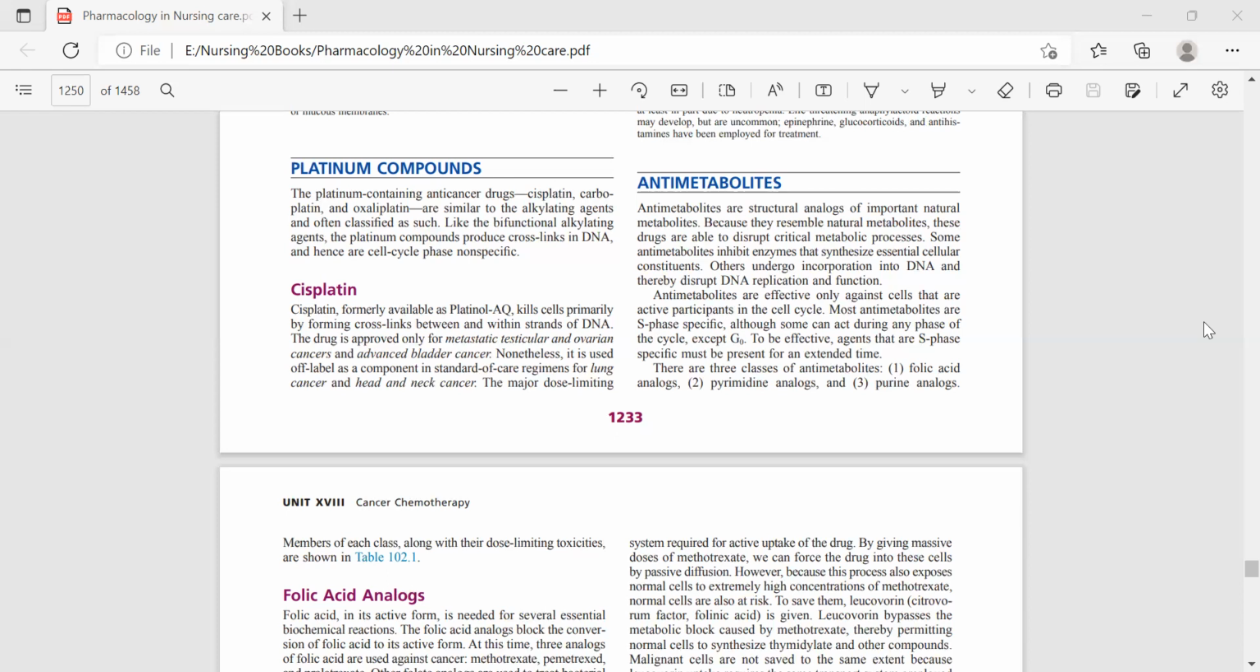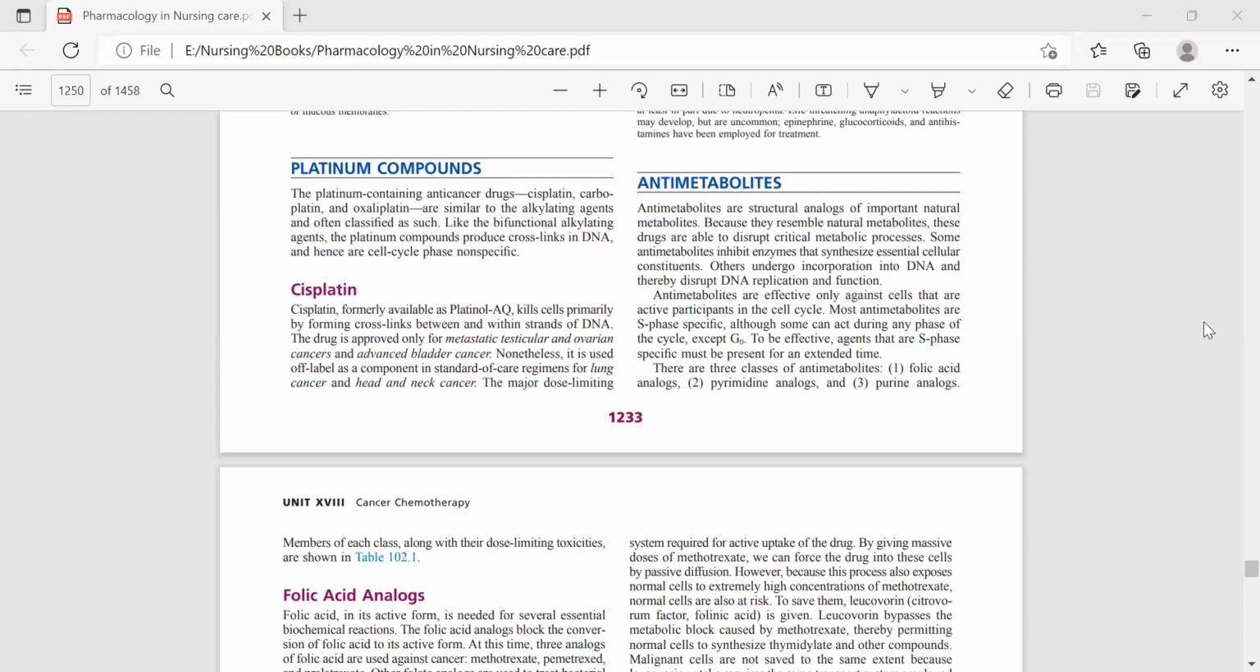As the name indicates, metabolites are the agents which are essential in the process of synthesis of DNA. And these agents are folic acid, pyrimidine bases, and purine bases. So we know the pyrimidine and purine bases consist of cytosine, thymine, and uracil, which are under the umbrella of pyrimidine, and others are adenine, guanine, and hypoxanthine, which are under the umbrella of purine.